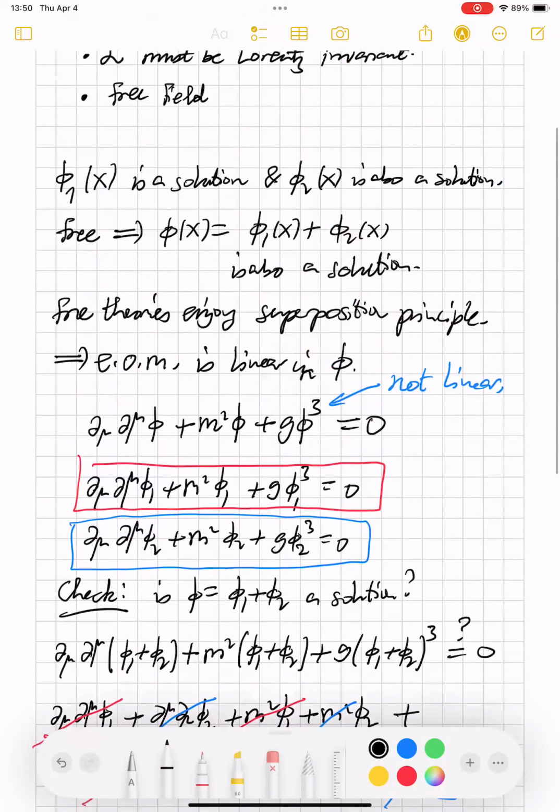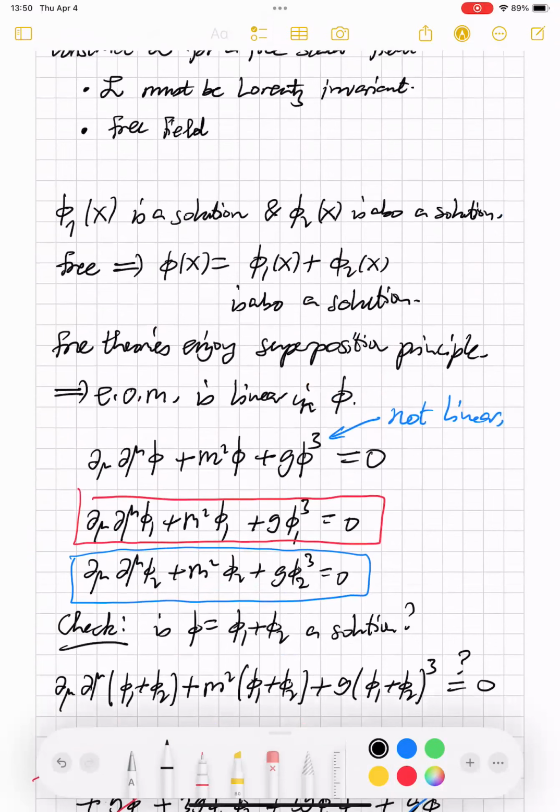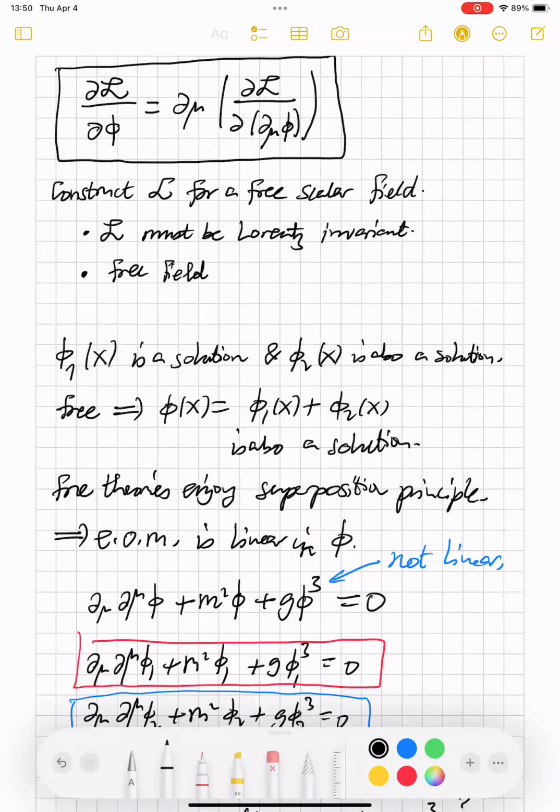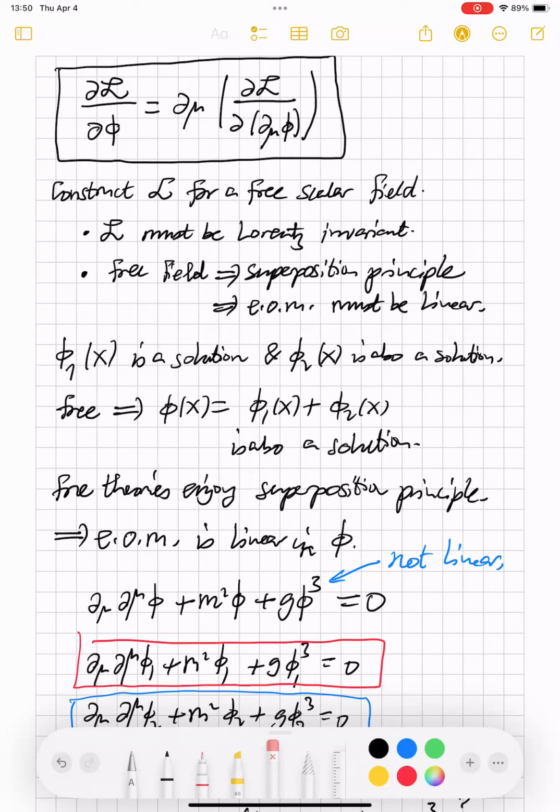So to summarize the argument, and you can check more examples if you like, okay? We're saying that if you have a free field theory, you must have the superposition principle. So I can add solutions and the sum is still a solution. And that means the equation of motion must be linear. Okay? So we want an equation of motion that is linear.